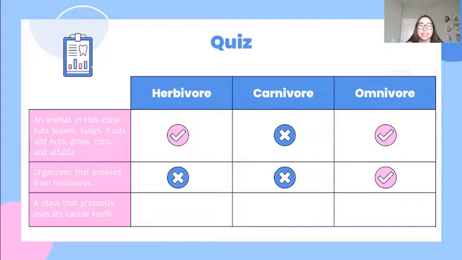Now, our next question is, it is a class that primarily uses its canine teeth. Is it going to be a herbivore, carnivore, or omnivore? It is not our herbivore. It is our carnivore. And although omnivores do have canine teeth, they do not primarily use just their canine teeth. However, they use the canine teeth to do the same function as in a carnivore. But again, they have their molars and their incisors that also play an integral role. So much like Alejandra explained, the carnivores use their canine teeth primarily to shred up their meat for consumption.